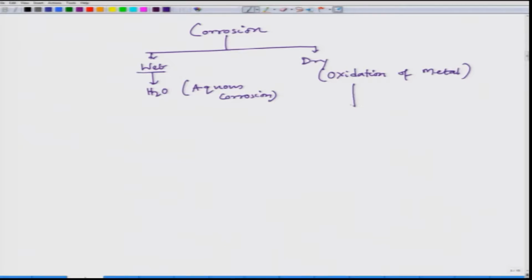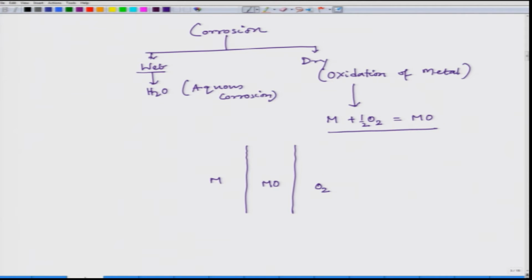But in the case of dry corrosion, let us have a look at what happens at the interface of the metal when oxygen is involved, because anyhow I am talking about oxidation of metal. If we consider this particular reaction, M plus half O2 equal to MO, let us have a look at what happens at the interface. This is the metal surface. Let us say some oxide has formed, MO, and then this is the gas medium.